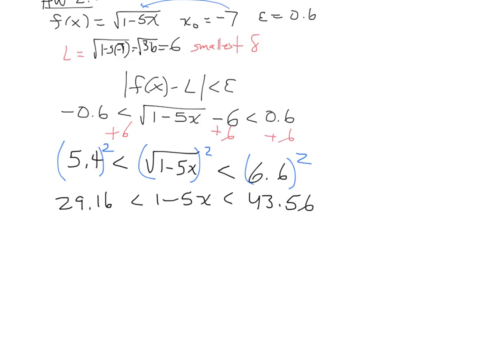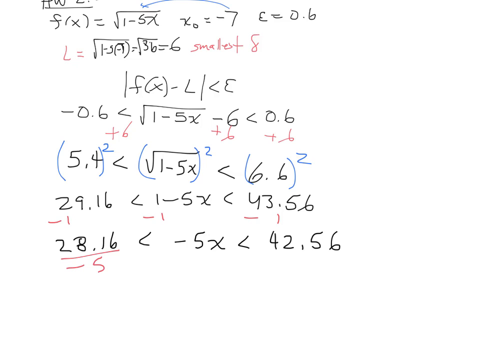If you're struggling with these steps right here, then we just need to practice more with your algebra. Then I would subtract 1 from all the pieces, so I get 28.16 less than minus 5x less than 42.56. Now this is a part you need to remember: when you divide an inequality by a negative number, flip all those signs. So I'm dividing by negative 5 in all three places, and flipping my signs.